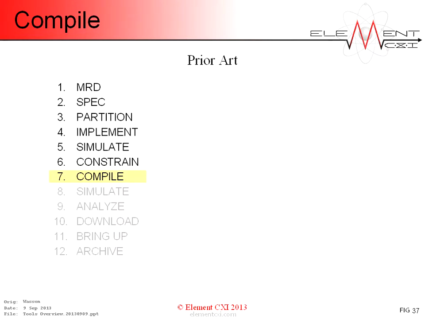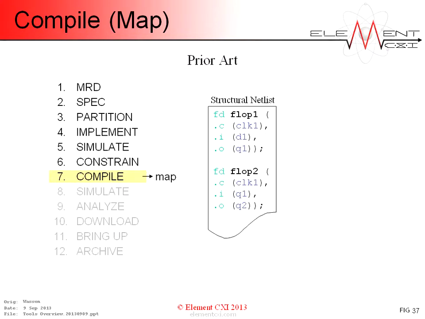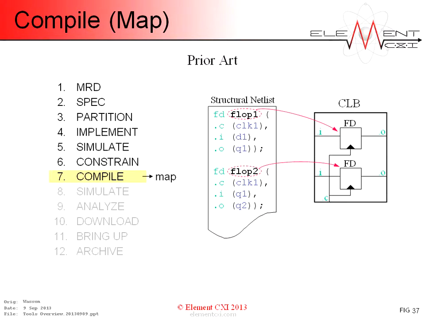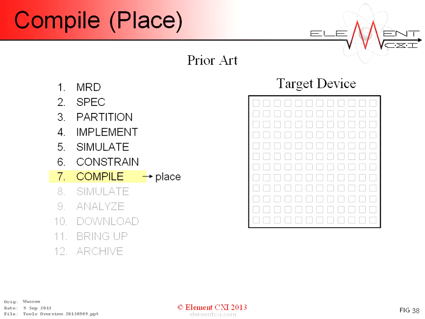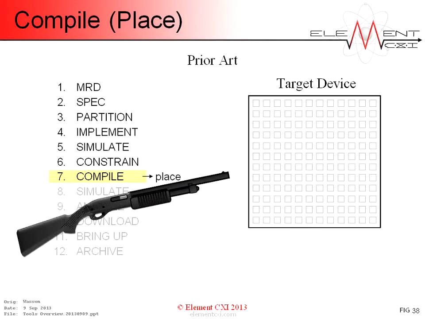The second compilation phase is to map the netlist instances to target device resources. In this example, 2 flops are mapped to 2 FDs in the same configurable logic block, but not a specific CLB, and signals are assigned to the block ports. The third compilation phase is to place the mapped logic in the target device. In orthodox FPGA design flow, initial placement is traditionally done using the random seed shotgun technique.